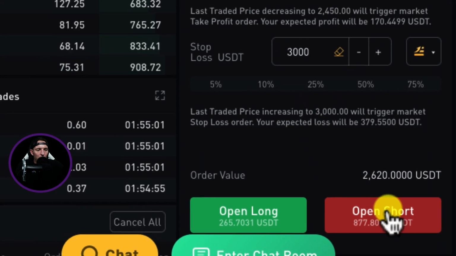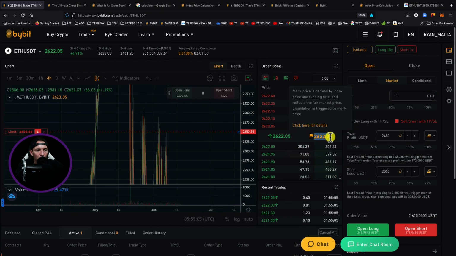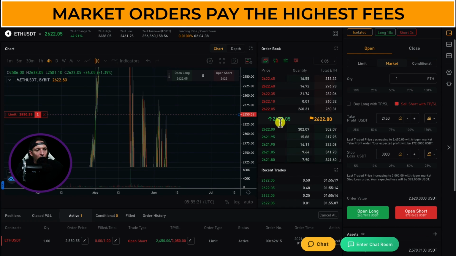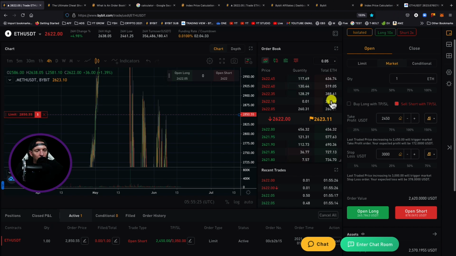If I hit open short, it's going to immediately open a short right here at this price right now. That's what market means. Market means they're going to make your entry price right here, whatever the market price is, you're going to mark it in. And this is where you're going to pay that maker fee. You're going to pay 0.075% entering the trade. And then when you close the trade out, depending on how you close it, if you market close it as well, it's going to do the same thing.